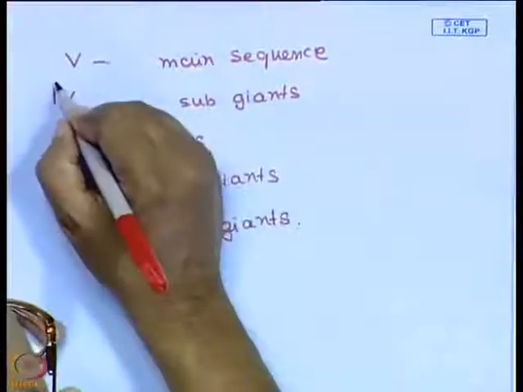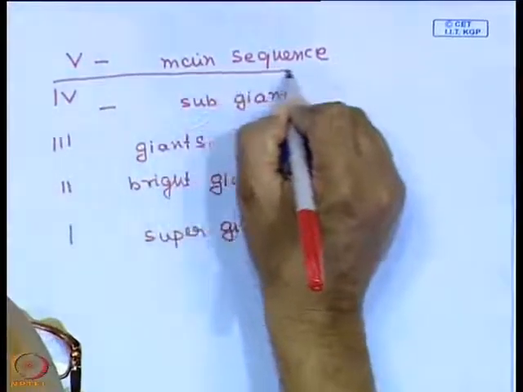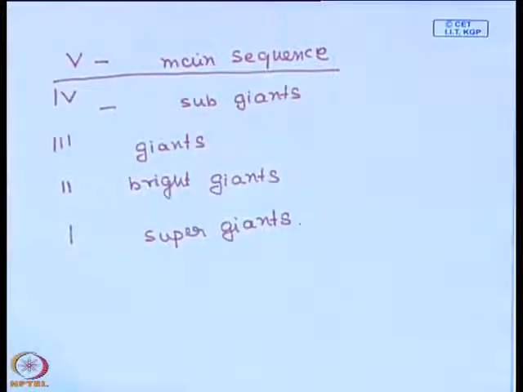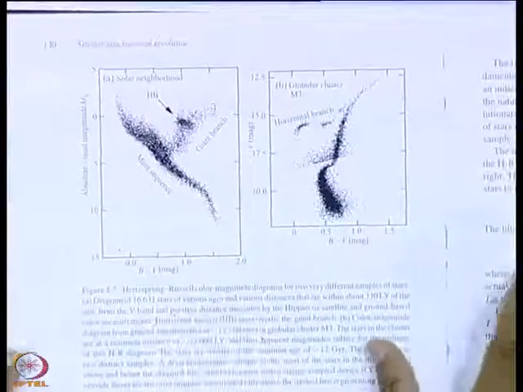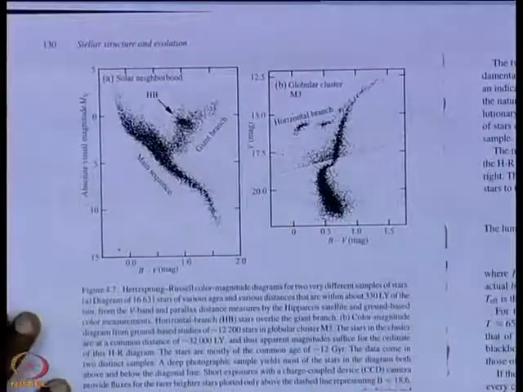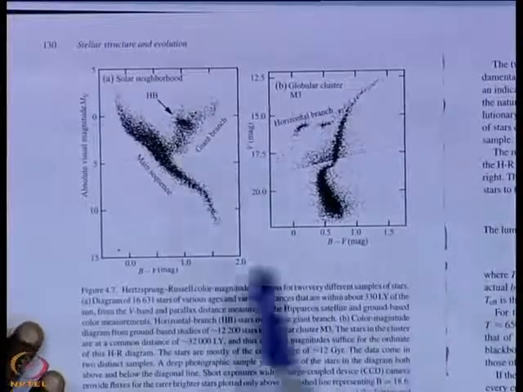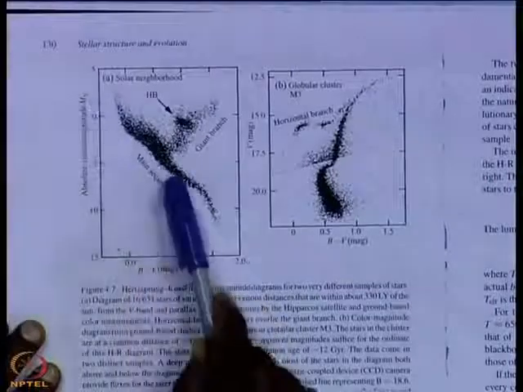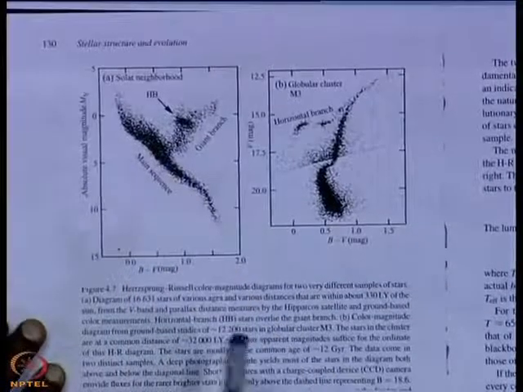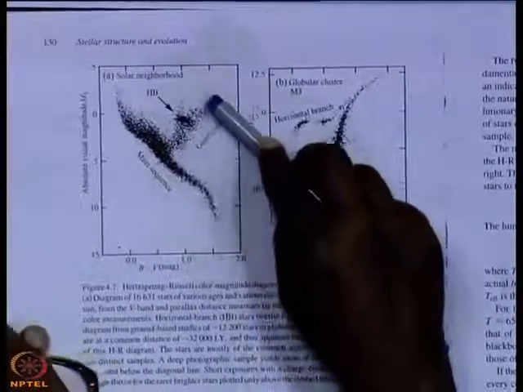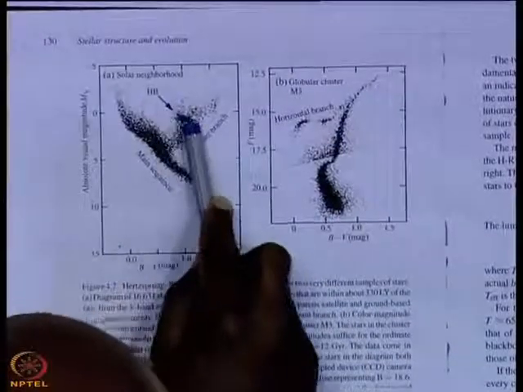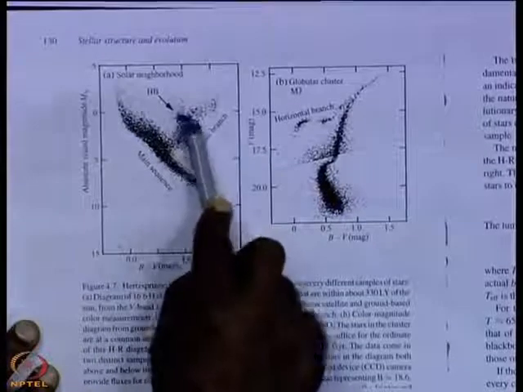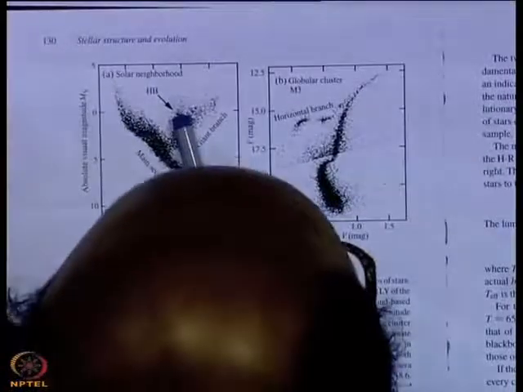The main sequence are the ones which burn hydrogen. So, let us go back to our HR diagram and take a look. These are the stars that burn hydrogen. Here, in the local neighborhood, you also find the giant branch. There is another branch called the horizontal branch, which is kind of overlapping with the giant branch, which is more clearly visible over here.